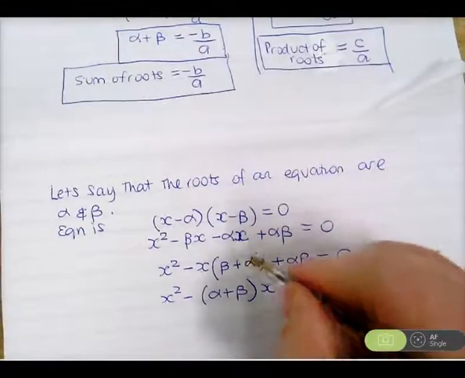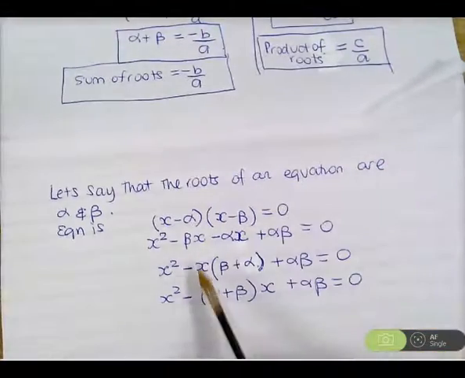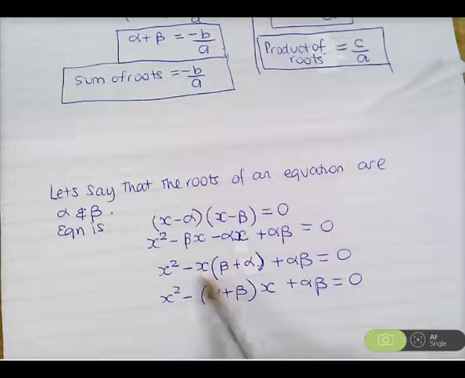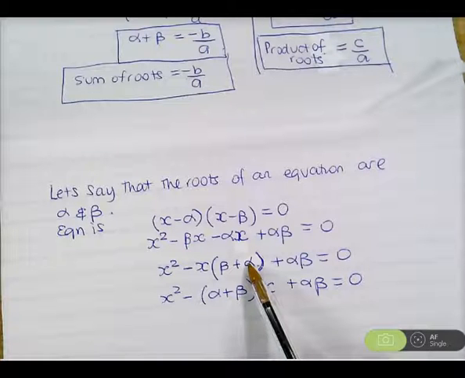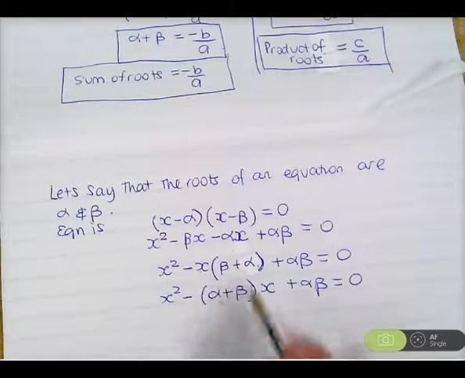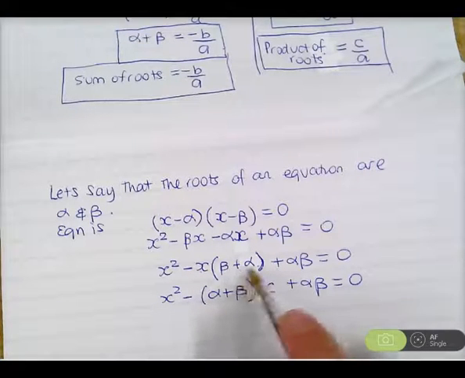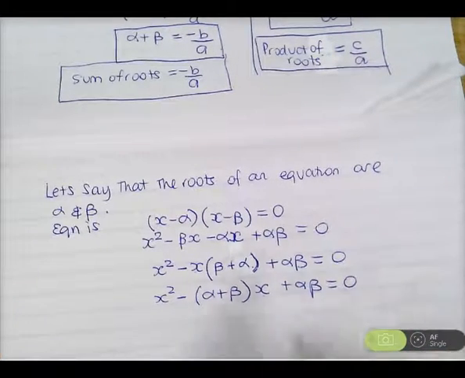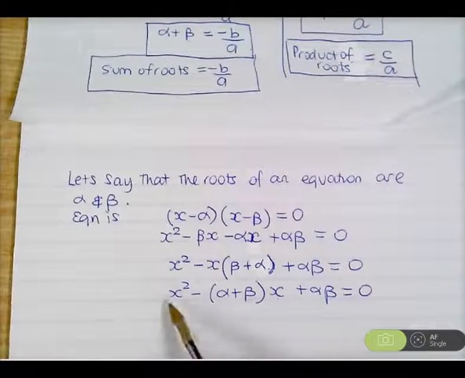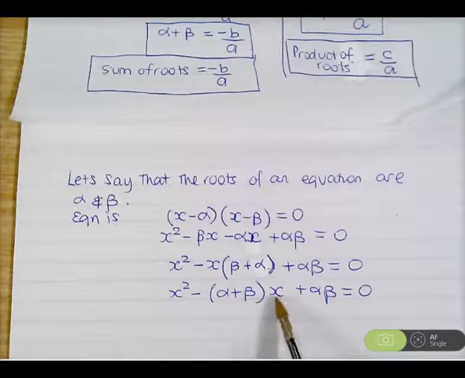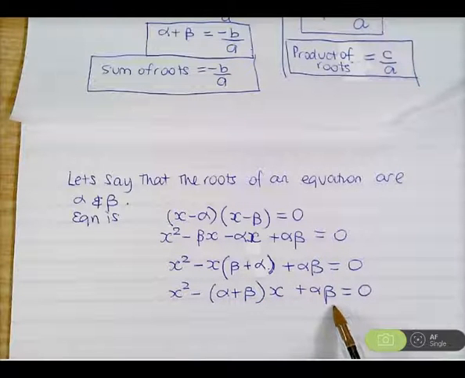Okay, so I've got minus x is a common factor there, beta plus alpha. Look, minus beta x minus alpha x. All right, so I'm going to put the coefficient of the x in front of the x. So it's minus alpha plus beta in brackets x plus alpha beta. Okay, so girls, can we see that? The general form of a quadratic is x squared minus the sum of the roots times x plus the product of the roots. Okay?